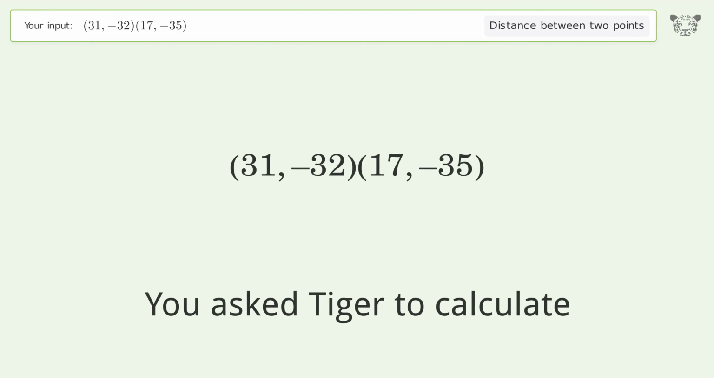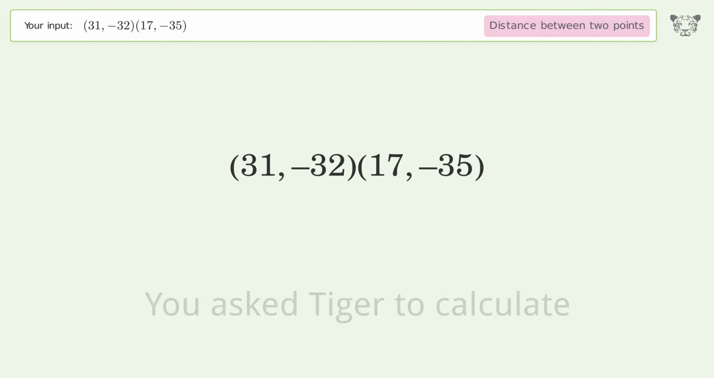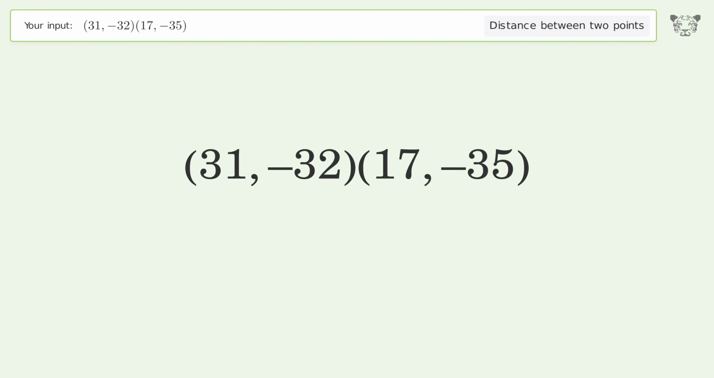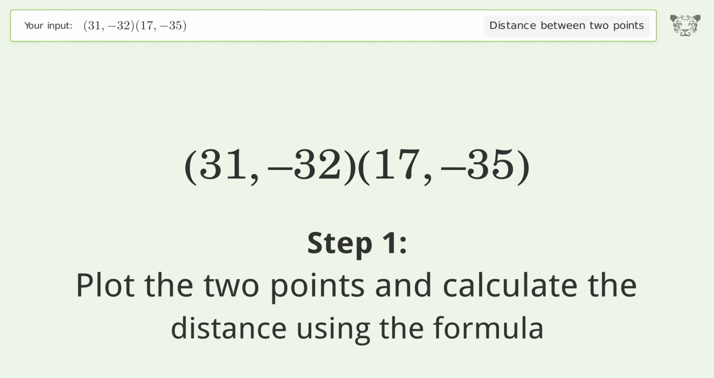You ask Tiger to calculate. This deals with the distance between 2 points. The distance between the 2 points is the square root of 205, or 14.318. Let's solve it step by step. Plot the 2 points and calculate the distance using the formula.